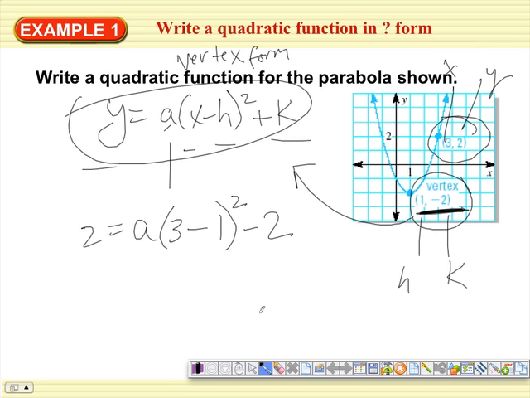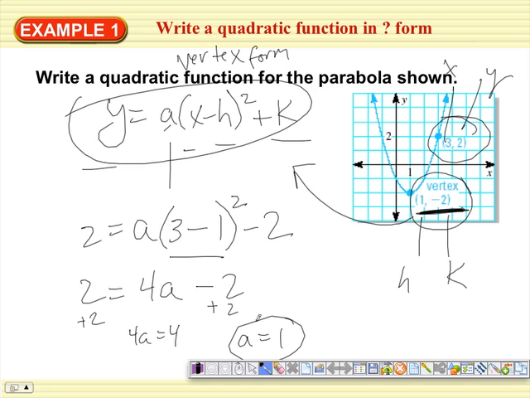So step 1, substitute all the values in. Step 2, start simplifying. Make sure you do the right thing first. 3 minus 1 squared is first, which is 2 squared. So we got 4 times a, 4a, and then minus 2 equals 2. Now we just solve for a. You know how to do that. Plus 2 plus 2. 4a equals 4. A equals 1.